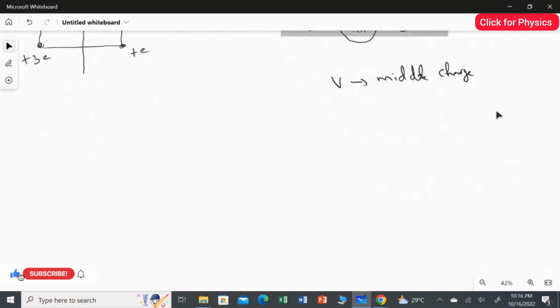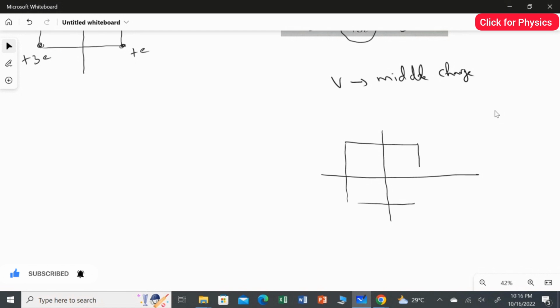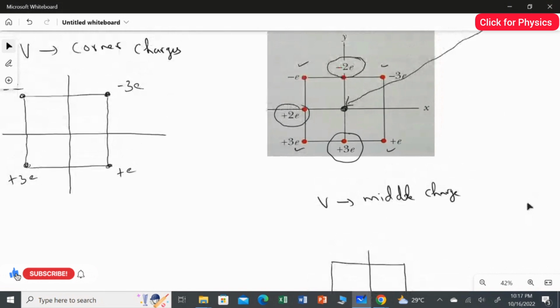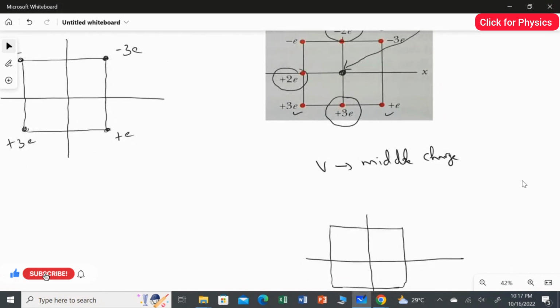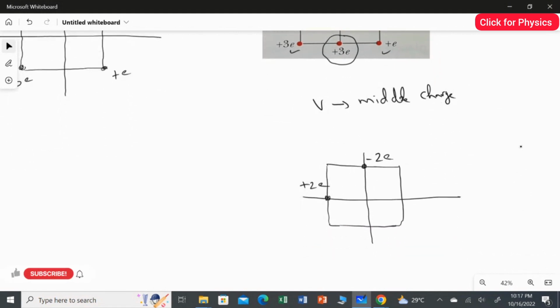So what are the middle charges we have? So better I will draw the diagram again. So we have charges exactly forming a square. And what are the middle charges we have here? We have the middle charges as minus 2e here, minus 2e. This one is plus 2e, and this one is plus 3e. Clear? And then the edge length of the square is 5 centimeters.